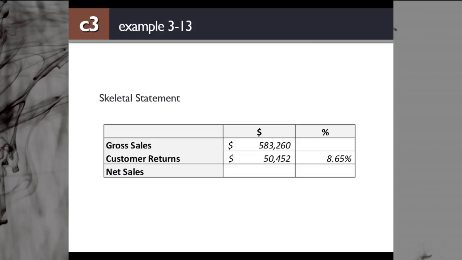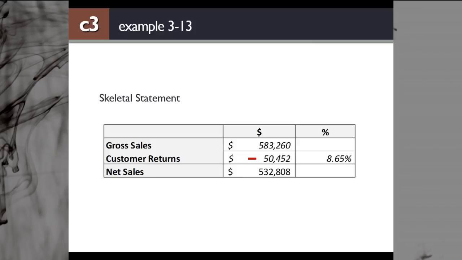If you remember the formula, it was gross sales minus customer returns. So that will be 583,260 minus 50,452. Then you will get 532,808. You can go ahead and practice this.